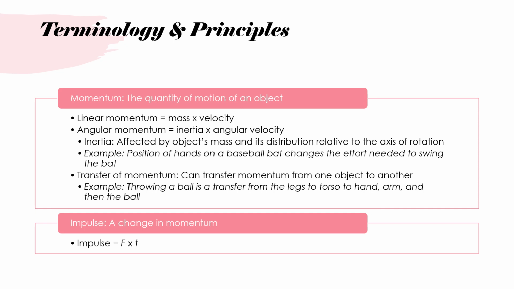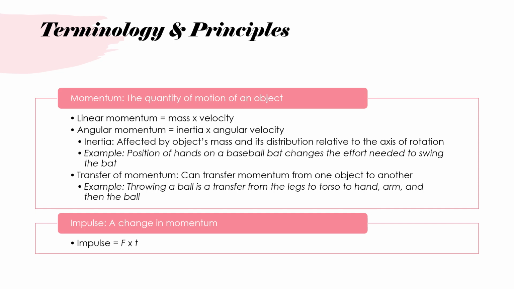For example, throwing a ball is a transfer from the legs to the torso to the hand, arm, and then the ball. Impulse is a term that quantifies the overall effect of a force acting over time. The impulse-momentum theorem allows us to make a direct connection between how a force acts on an object over time and the motion of the object.